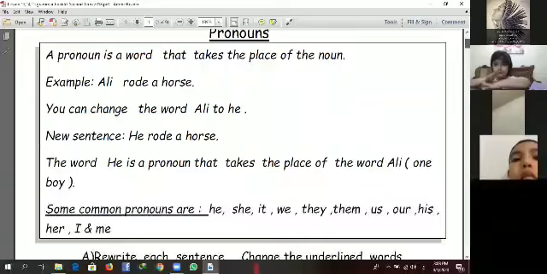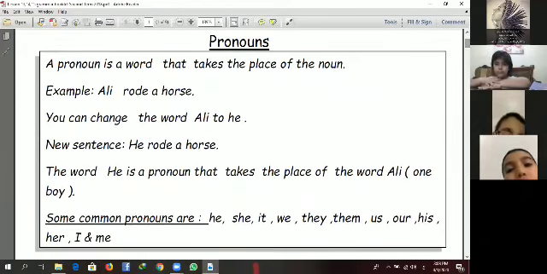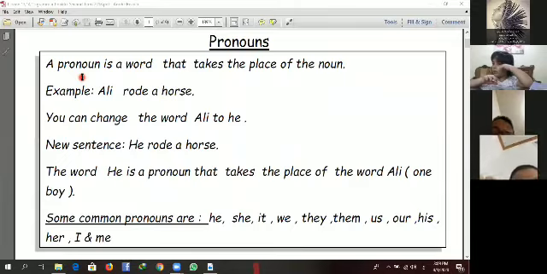Okay, guys. You don't have this, but we can answer it together. So, first of all, we are saying over here, a pronoun is a word that takes the place of the noun. So we said to not repeat the name so many times, we have to put in front of it a pronoun, like he, she, it, we, they, you.